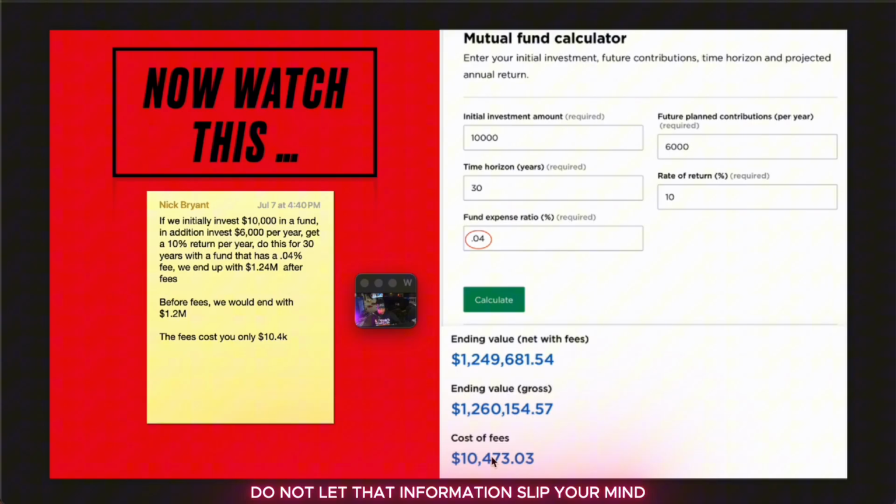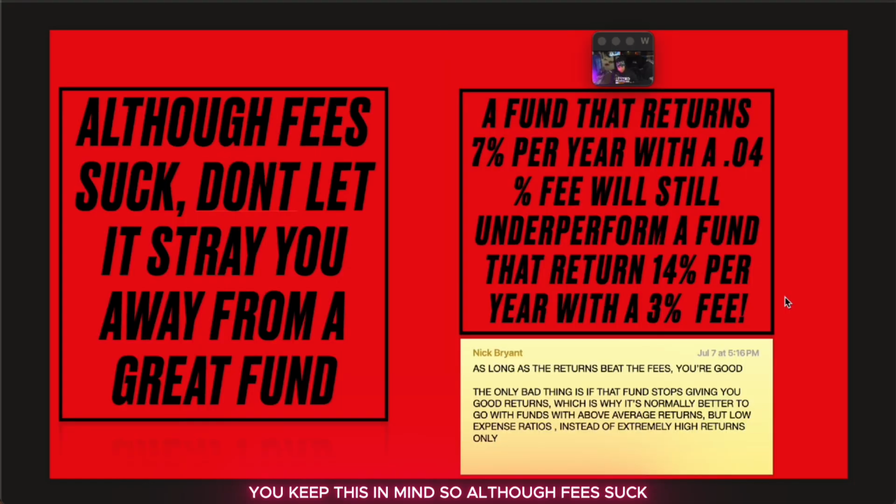Do not let that information slip your mind. Make sure when you're doing your fund research and you're about to buy the fund, you keep this in mind. So although fees suck, do not let it stray you away from a great fund. A fund that returns 7% per year with a 0.04% fee will still underperform a fund that returns 14% per year with a 3% fee. So as long as the returns beat the fees, you're good.